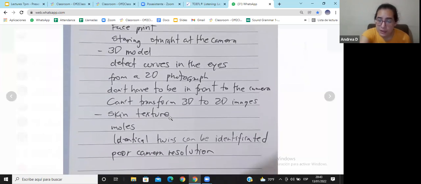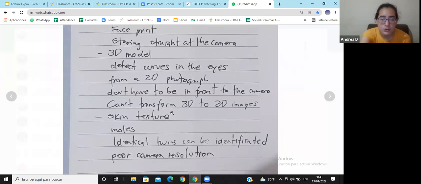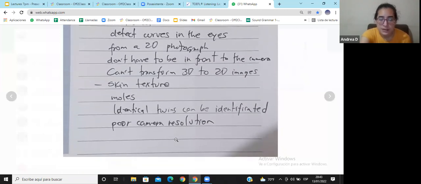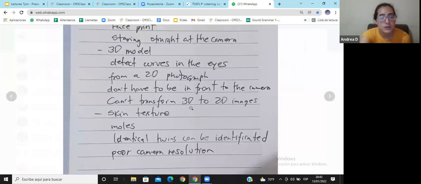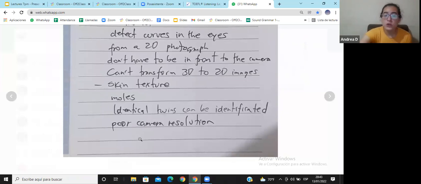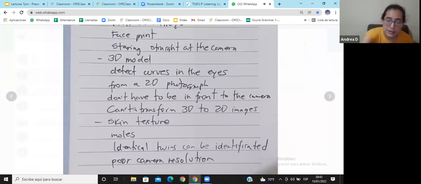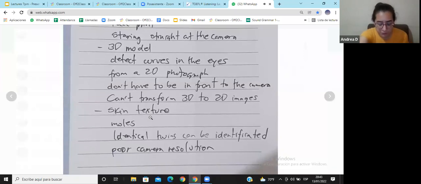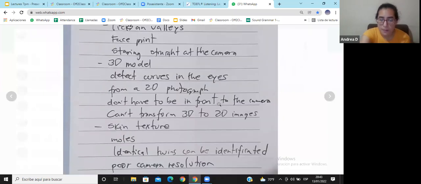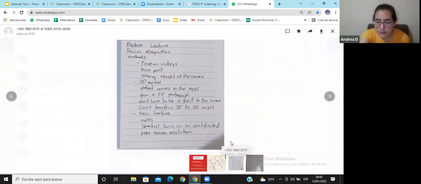You'll have to be in front of the camera, can transform 3D to 2D, direct course in the face, identical twins, poor camera resolution. Okay, I love this one. I think it covers the most important info. You have like one thing that they can or can't do, can transport, don't have to be in front of the camera. That's great. I really like this one. It's very organized.